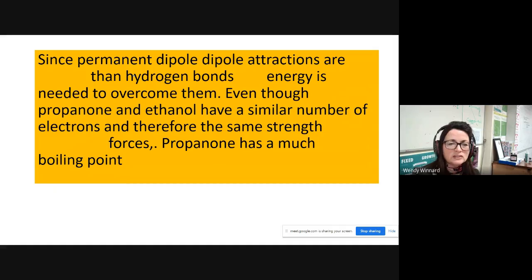If you're in the class on your whiteboards now, I'd get you to write this down. Just for today's purposes, it's permanent dipole attractions. Are they larger or smaller?